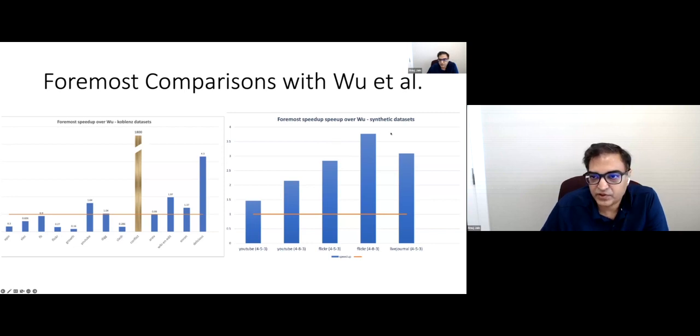Whereas when we look at the synthetic datasets, we do better than Wu's algorithm on all the datasets because the activity factor is much higher. And here, as you can see, in one of the Koblenz datasets, we do 1800 times better. That is just because the dataset is highly disconnected and their algorithm doesn't discover until much later that the dataset is disconnected, but ours does.